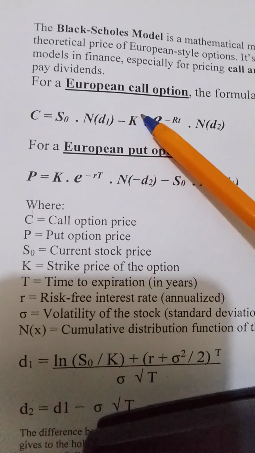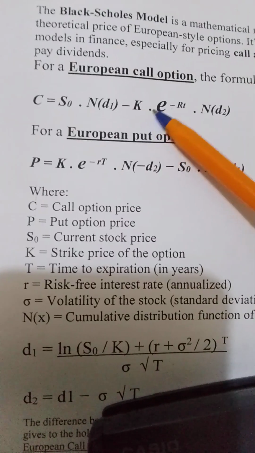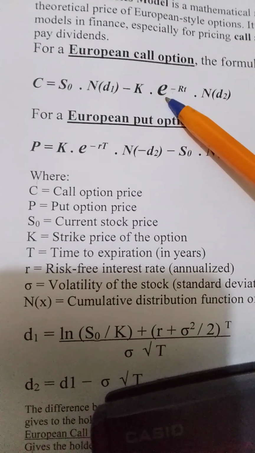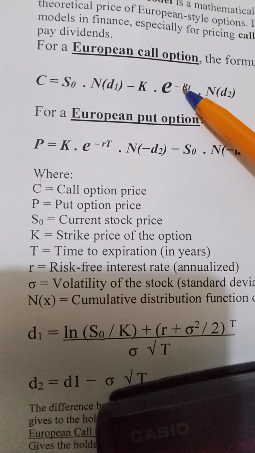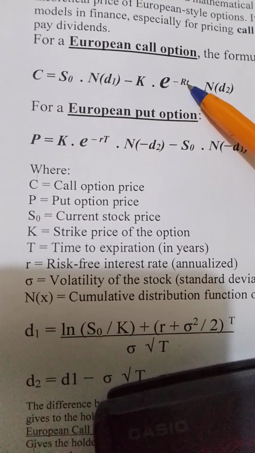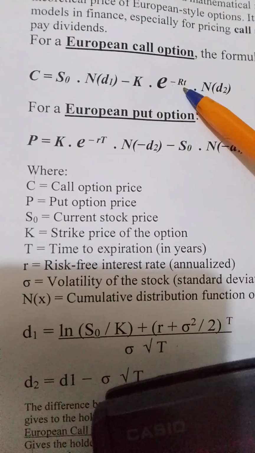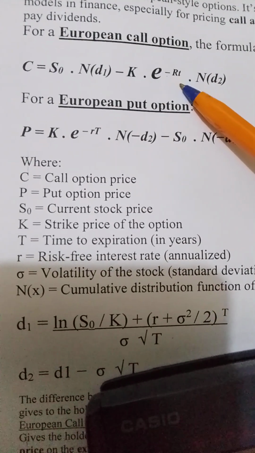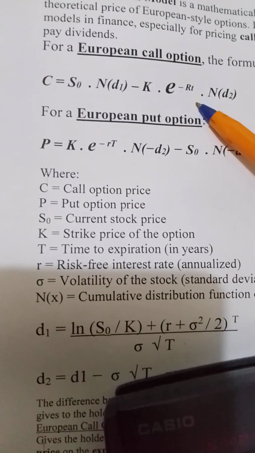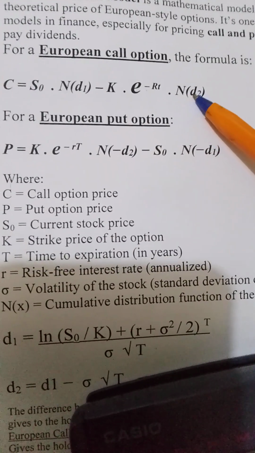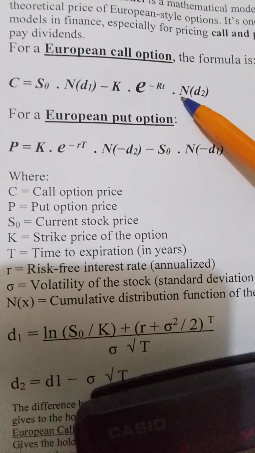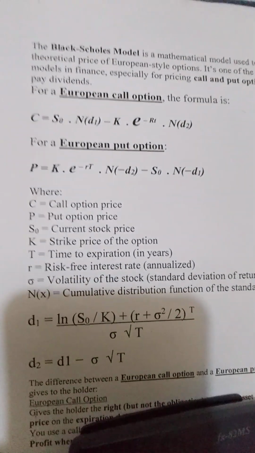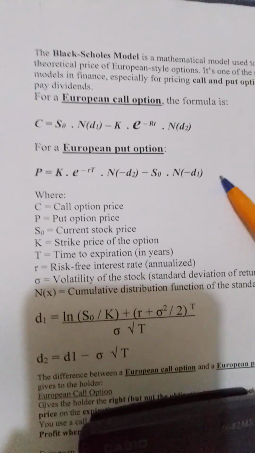So K, which is the strike price of the option, times the exponential function raised to minus rate times T. Rate here is the risk-free interest rate, times T, the time to expiration. Then you multiply by N(D2). We'll first calculate D2 and then we read the number from the table. That is something that we did last lesson. Now we continue.